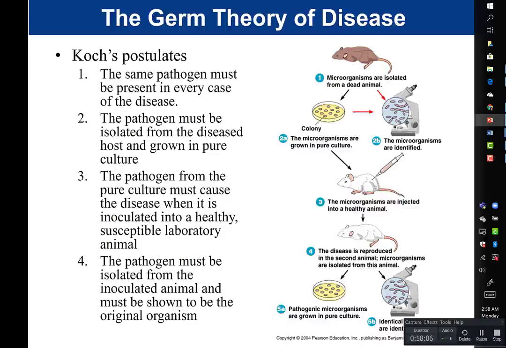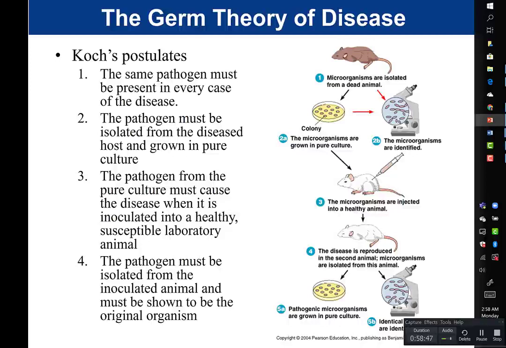And so there are several rules that have to be met in terms of Koch's postulates. One, the same pathogen must be present in every case of the disease. So when you isolate from the mouse that died, the one that was injected, you have to have the same pathogen in every case of that disease. The pathogen must be isolated from the diseased host and grown in pure culture. The pathogen from the pure culture must cause the disease when it's inoculated into a healthy, susceptible laboratory animal.